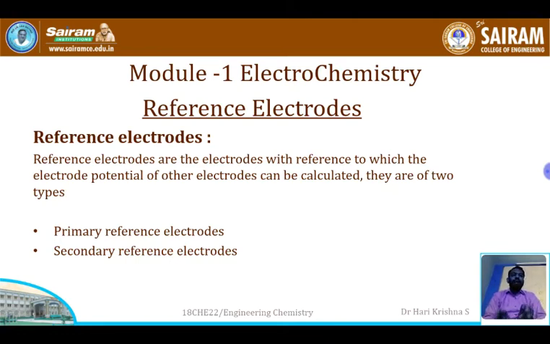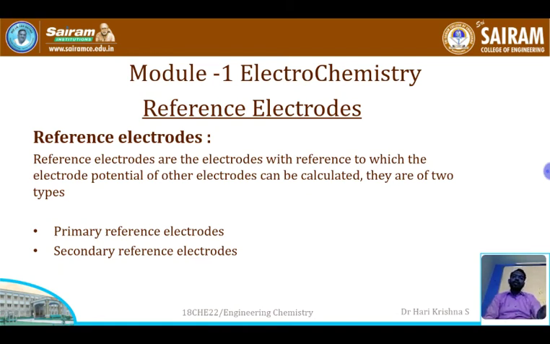It's just a comparison. So hydrogen is taken as the reference. Of course, we have the experimental proof also, but that is the reference. Similarly, for electrodes, we have reference electrodes. With reference to so and so electrode, the potential of this is so much. With reference to so and so electrode, the conductivity of the solution is so much. Then what are these reference electrodes?